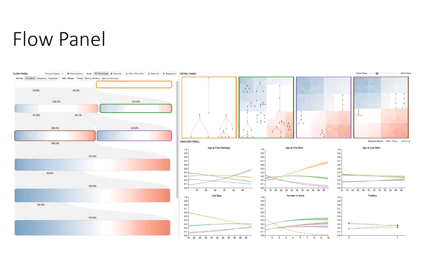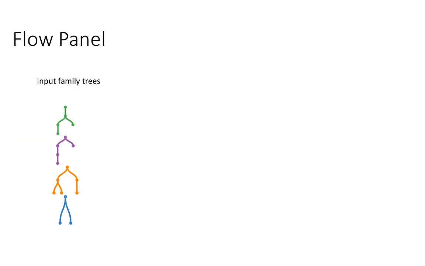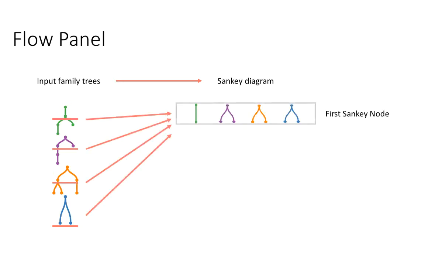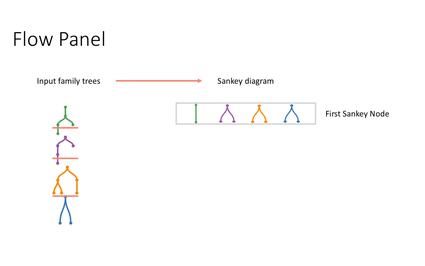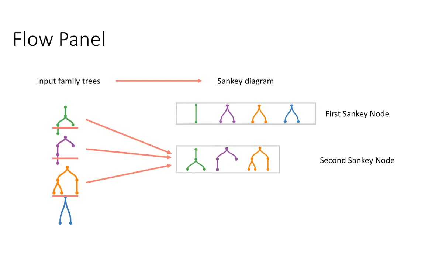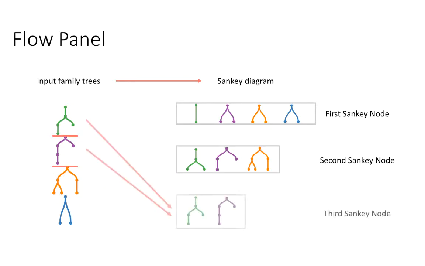The flow panel organizes thousands of family trees based on growth and continuity. To be specific, given 4 family trees as input, note that all trees have at least 2 generations. We first select subtrees with top 2 generations of all trees and form the first Sankey nodes. Then, for trees with at least 3 generations, we select subtrees with top 3 generations and put them into the second Sankey node. Finally, we form the third Sankey node in a similar way.